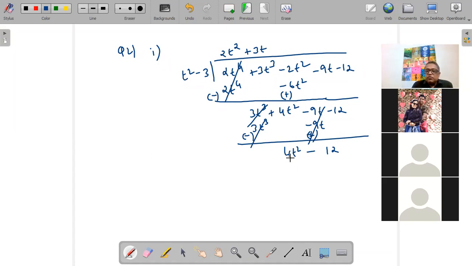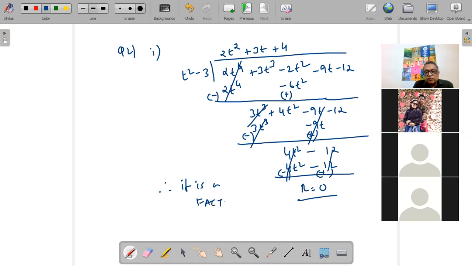Now t square will go how many times in 4t square, that we have to see. So t square will go 4 times. T square into 4 gives 4t square. Minus 3 into positive 4 gives minus 12. Signs will change. This gets cancelled, this also gets cancelled, so your remainder is 0. Therefore, it is a factor. So in this question, we have to do this additional step. If the remainder is 0, we will just say it is a factor. If the remainder is not 0, we will say not a factor.